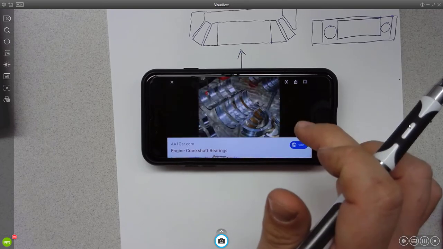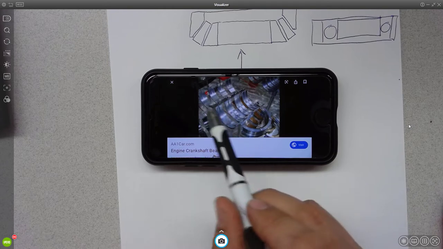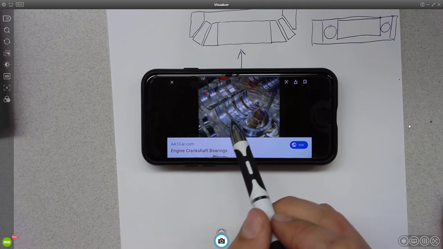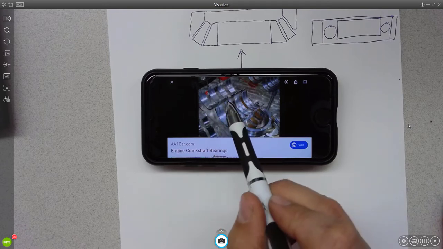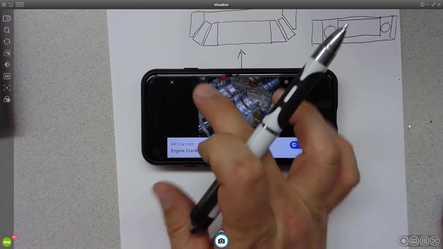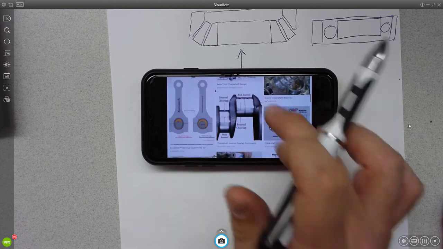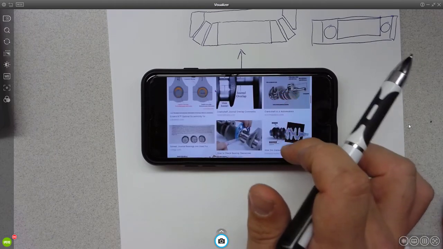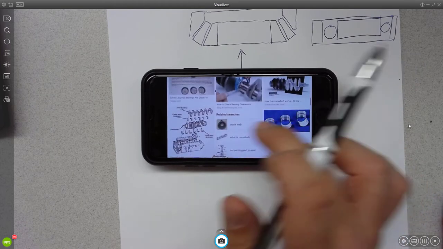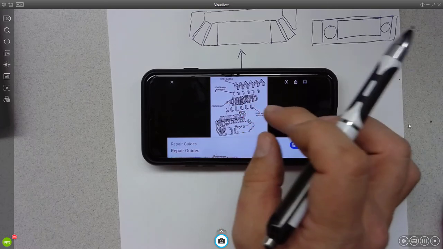Here we go. So what you're going to do, see, these are the journal bearings. You're putting oil on them. Those grooves are for oil. The reason you need oil in your motor, these are actually often made out of aluminum. Okay. Here you go. Here's a good drawing.